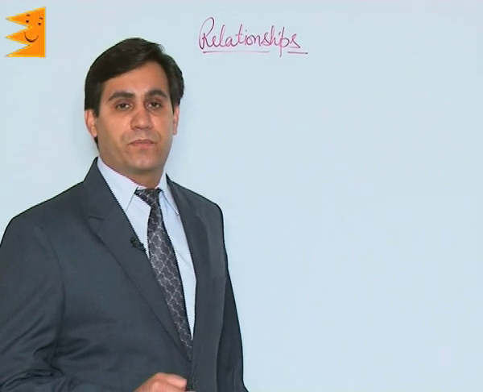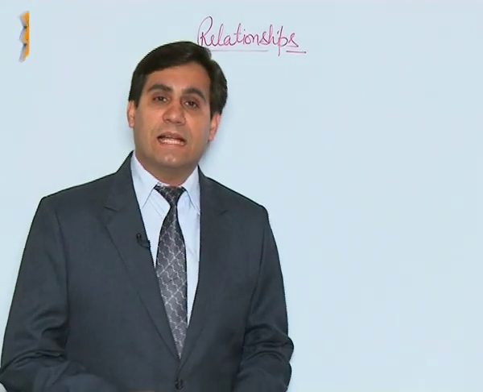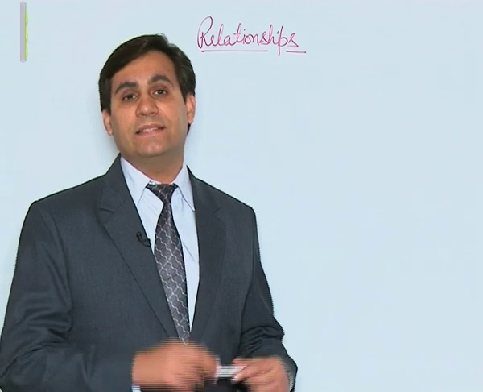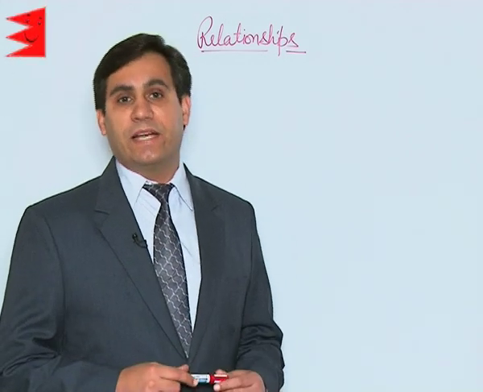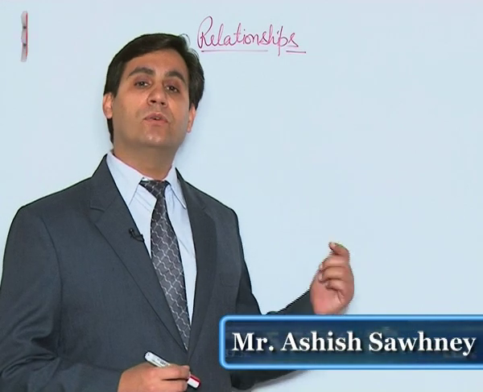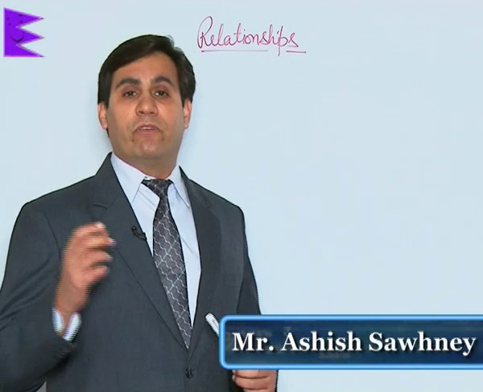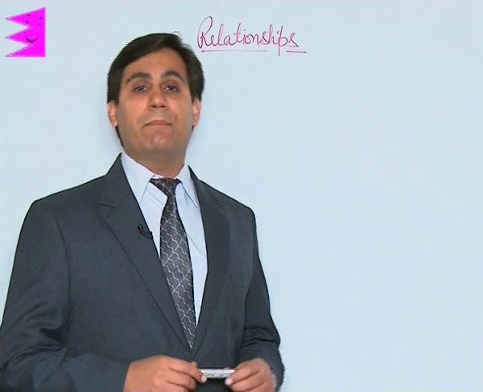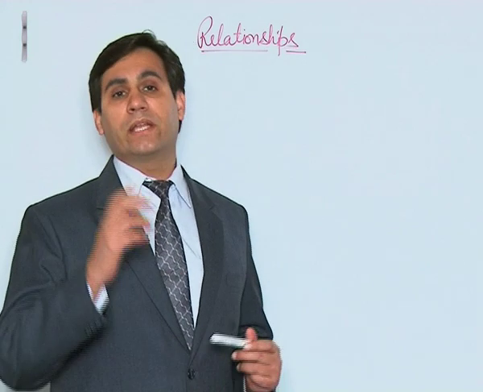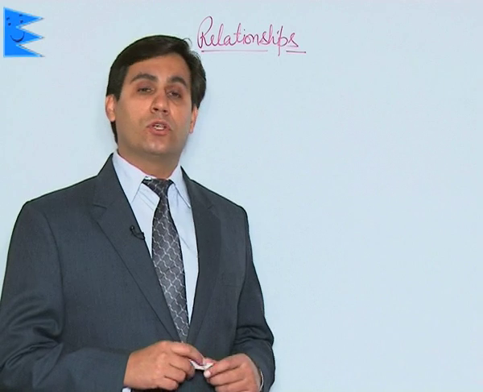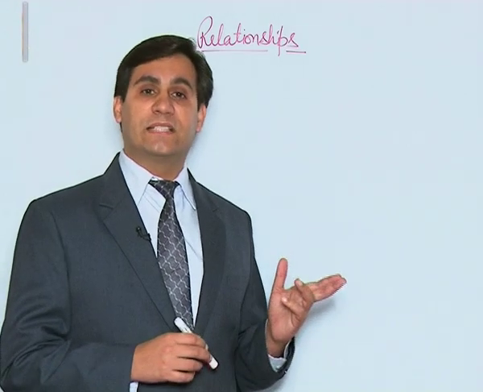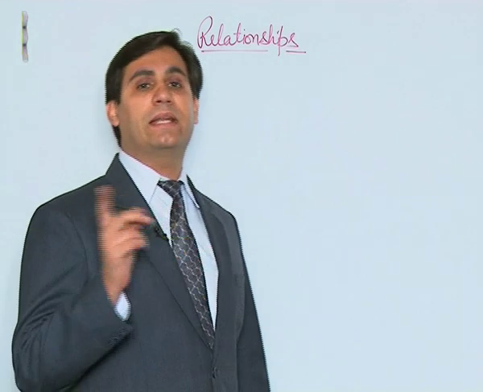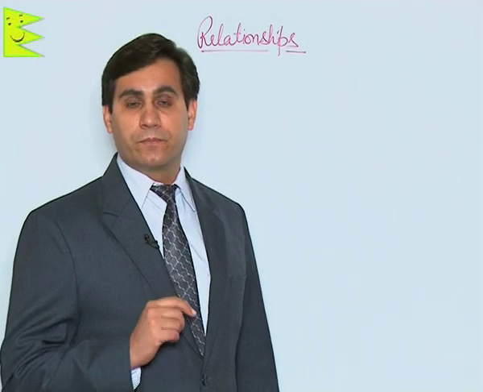Coming to relationships. Now students, we must understand that in accountancy, whenever one attribute links itself with another attribute, it is referred to as a relationship when we study it under computerized accounting system. For example, in a journal entry, a particular account has been debited. So debit links itself to a particular account. So there is a relationship between debit and that particular account.